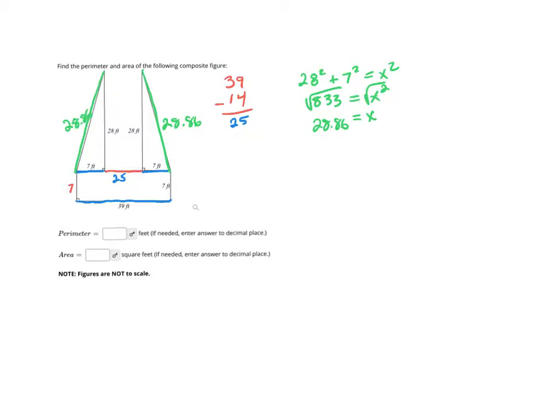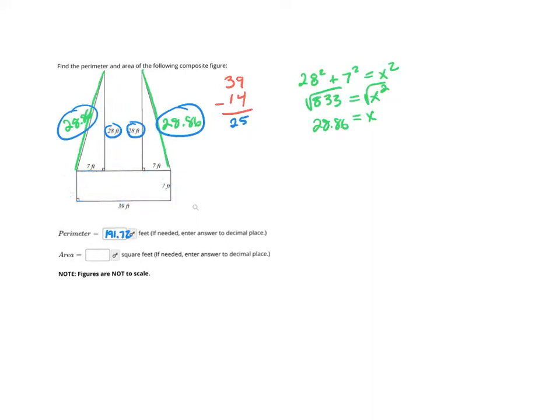So now what I need to do is find the perimeter. To do that, I just have to add up all the sides. It's that one, that one, that one, that one, that one, that one, and that one, and that one. And when you add all those together, that's going to give you a perimeter of 191.72. Now, your numbers are going to be different than mine, so you have to make sure that you use your numbers instead of mine when you're doing this.